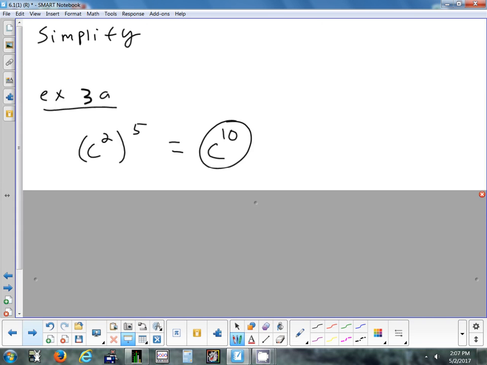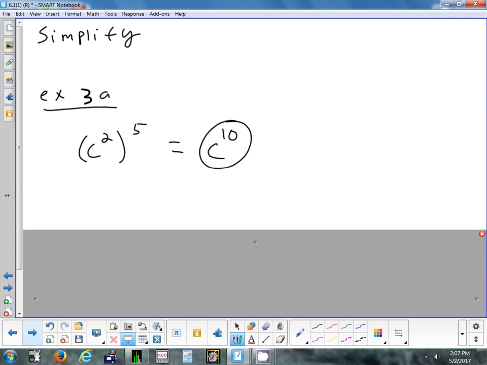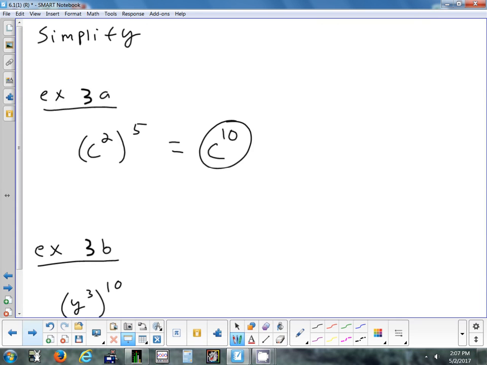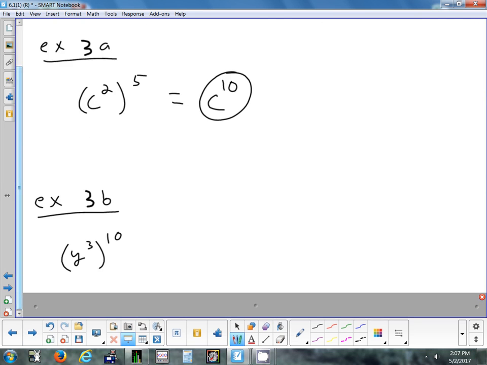Now, some problems we do, I think example 4 maybe, are going to have this rule and the last rule in the same problem. Right now we're just looking at this rule by itself. You might have 2 sets of information, and then you have to do power to a power, and then you'll be able to combine them.